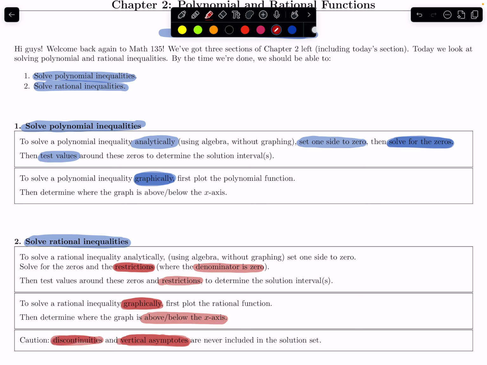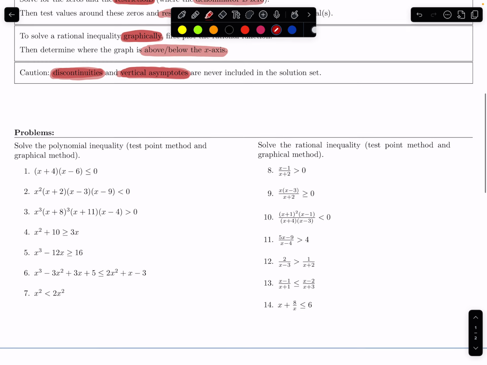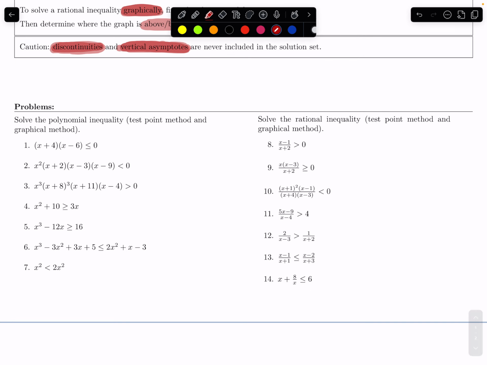Actually, if I think about it, they're pretty much equal in terms of priority because you've got to check both either way. Okay, but that's it for the theory, guys. So the rest of the video and the next videos is just going to be working on the problems. And there's just two types of problems: solving polynomial inequalities and then solving rational inequalities.